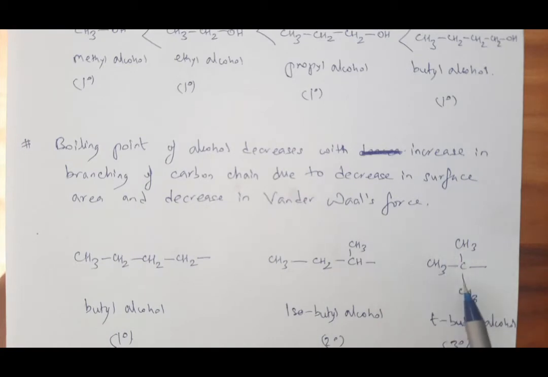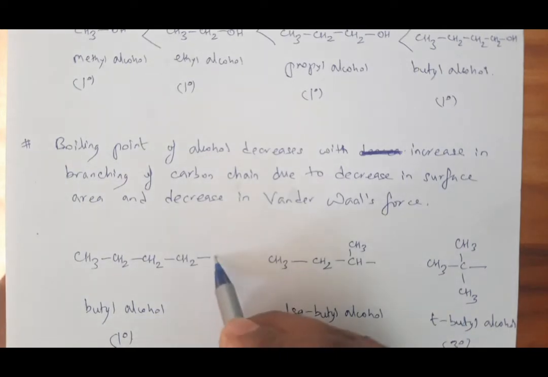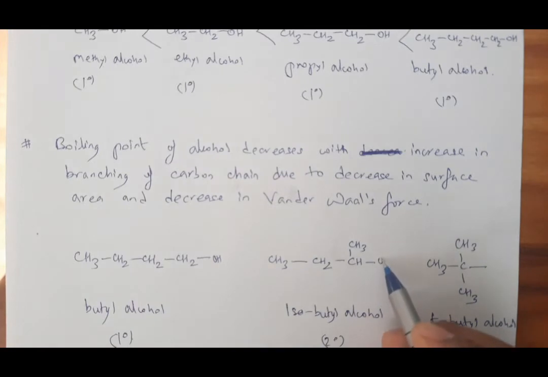There are 4 carbon again, so we call it T-butyl. So this is called butyl, this is called isobutyl, this is called T-butyl. If I put OH here, it becomes T-butyl alcohol. If I put OH here, it becomes isobutyl alcohol. If I put OH here, it becomes T-butyl alcohol. So all of them are alcohols.